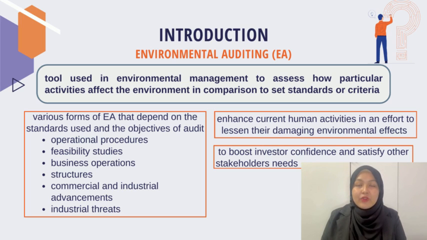Firstly, I will explain the introduction of environmental auditing, or EA. Environmental auditing is actually a tool used in environmental management to assess how a particular activity affects the environment in comparison to the set standard or criteria. There are various forms of environmental auditing that depend on the standard used and also the objective of the audit being carried out. For example, operational procedure, feasibility study, business operation, structure, commercial and industrial advancement, and also industrial trade.